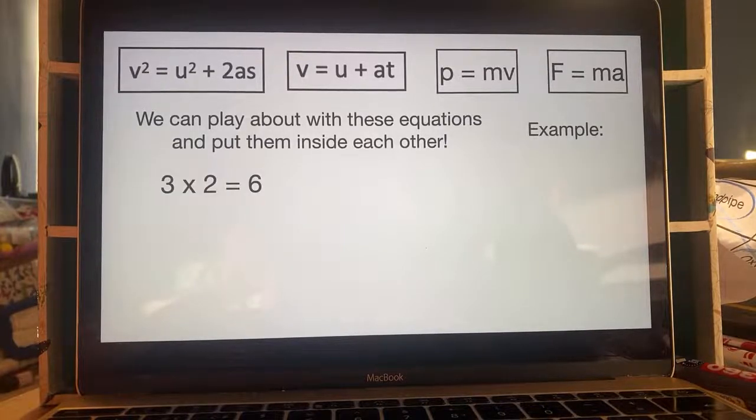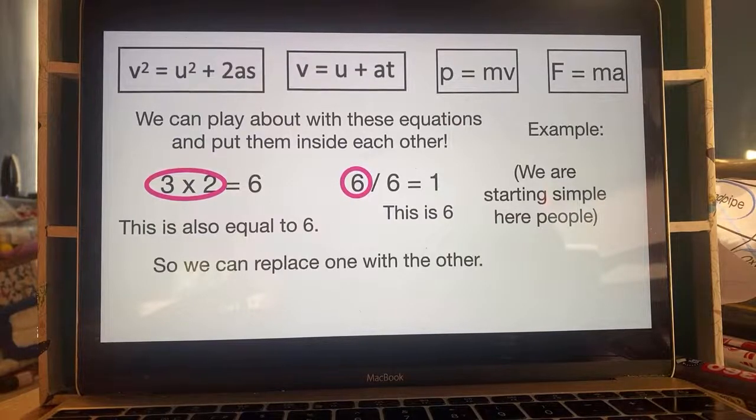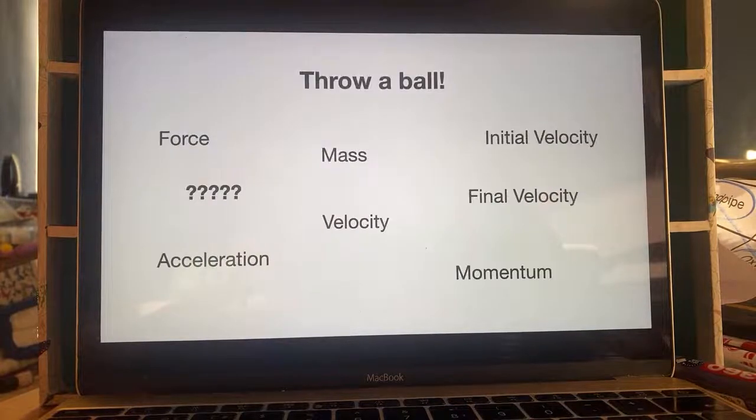For example, 3 times 2 equals 6. Yes, 3 times 2 equals 6. 6 divided by 6, 6 sweets shared out among 6 people is 1 sweet each, right? So that's 6 divided by 6, that 6 there is a 6. Told you we were starting simple. And that 3 times 2, that is also 6. Is that okay? So can you see how we could replace one with the other? We could get rid of the 6 in that last equation and replace it with 3 times 2. And that would be giving us the same answer. Yeah? Is that all right? That's all we're doing today. We're just building up from that.